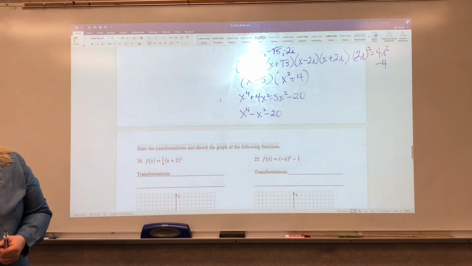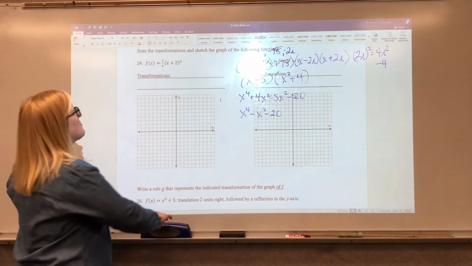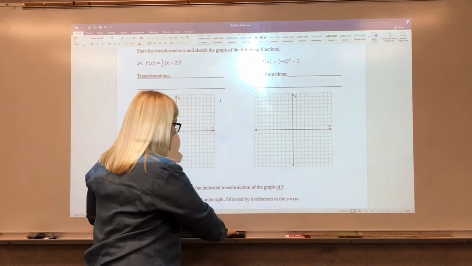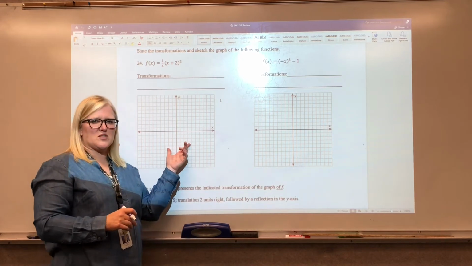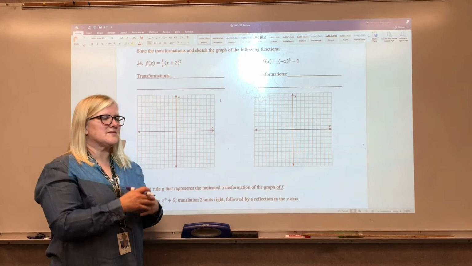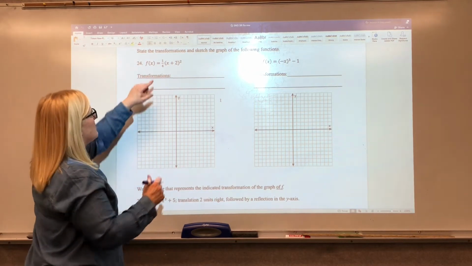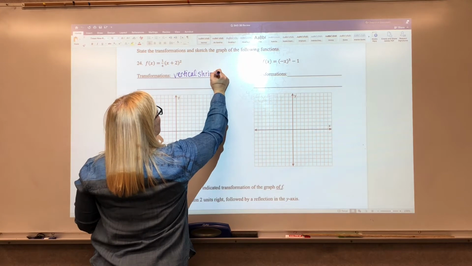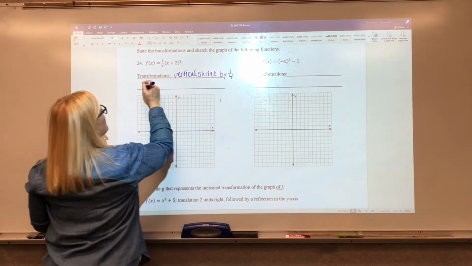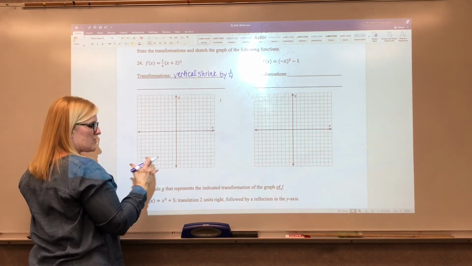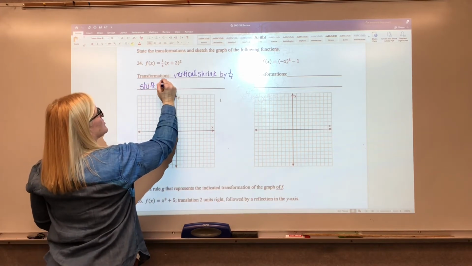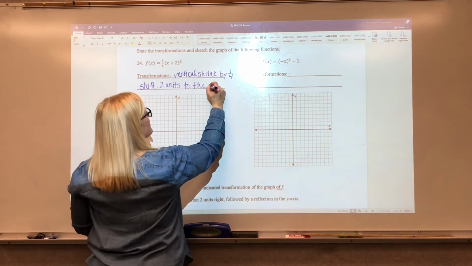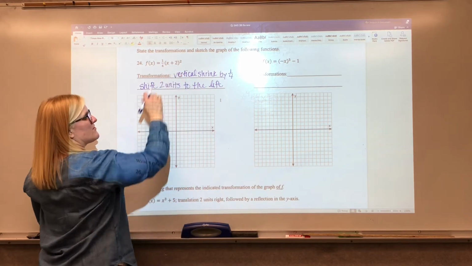Okay, changing pace again. Number 24, state the transformations and sketch the graph of the following functions. This is where things can get a little dicey, especially when we're graphing, because we want to make sure that we get at least a few points that are exact. So what's happening here? Well, we have a vertical shrink by 1/4, and we have a shift 2 units to the left or right? To the left, right? Because it's x minus a negative 2.